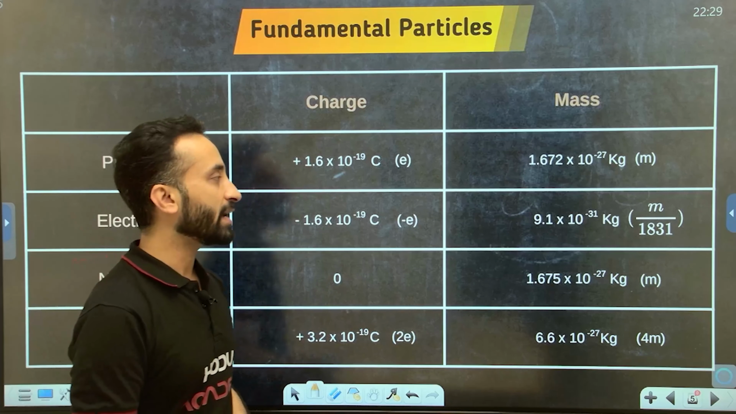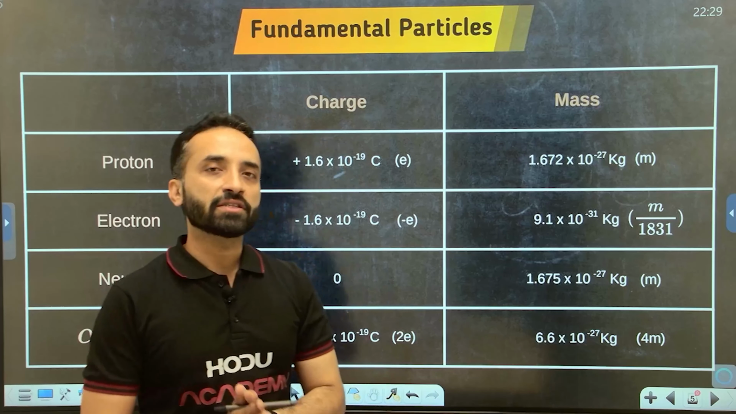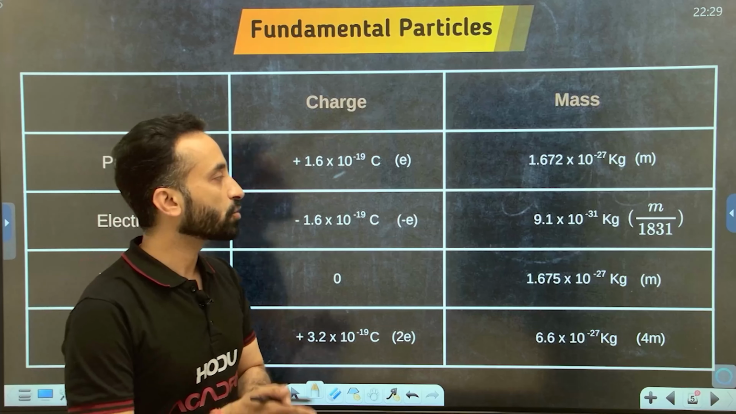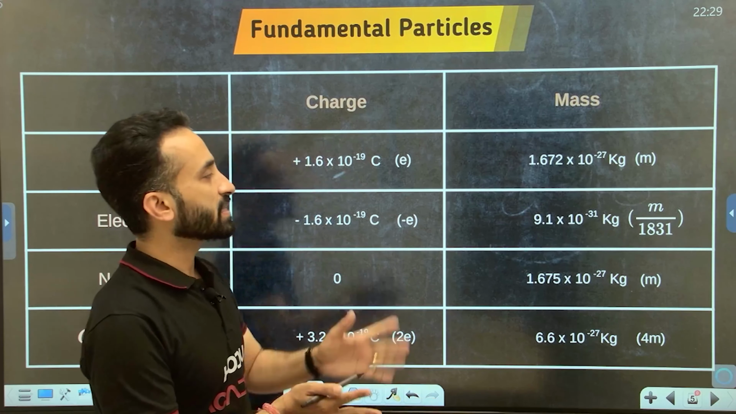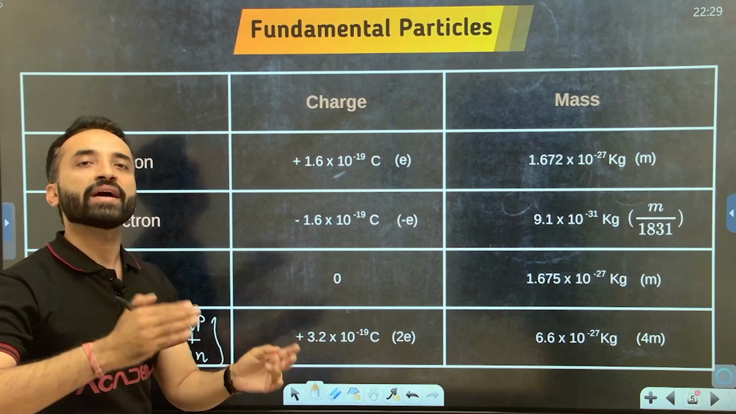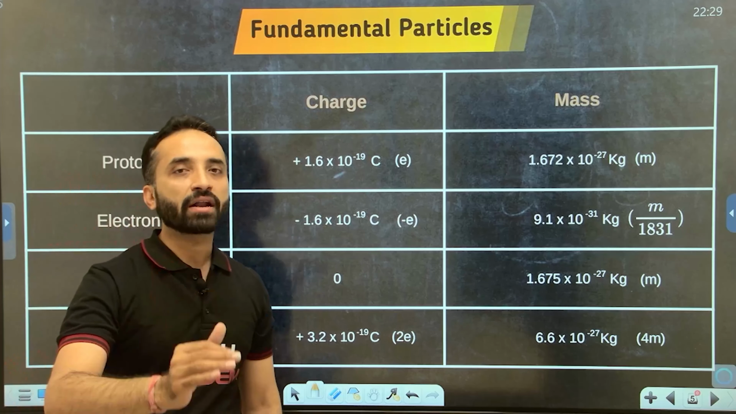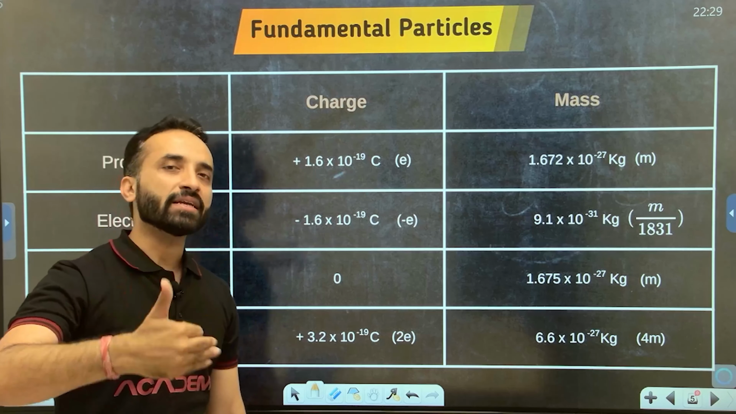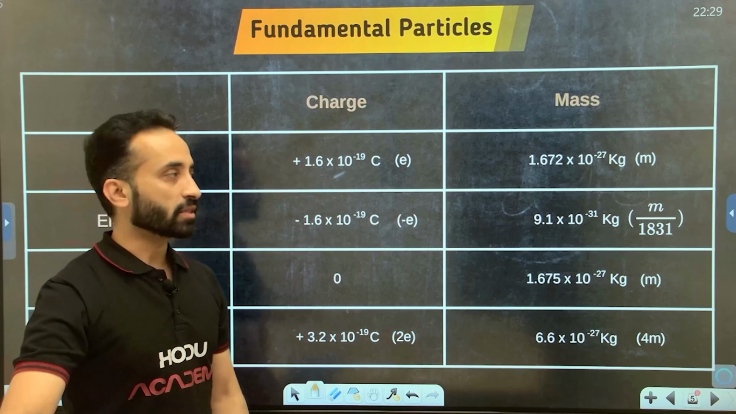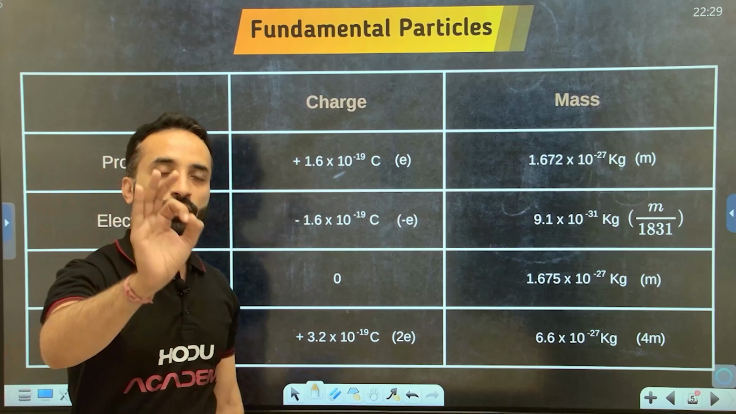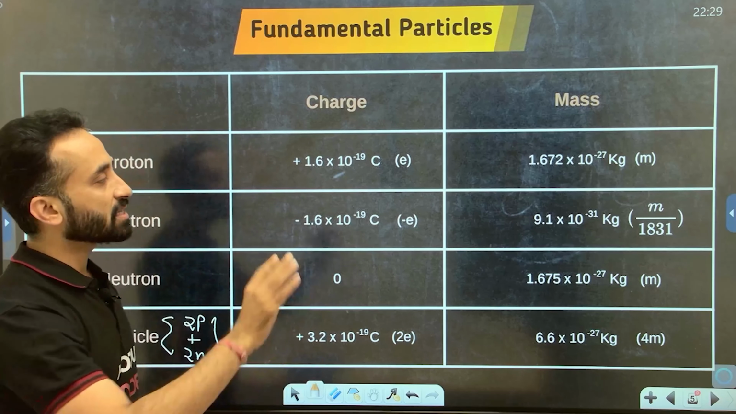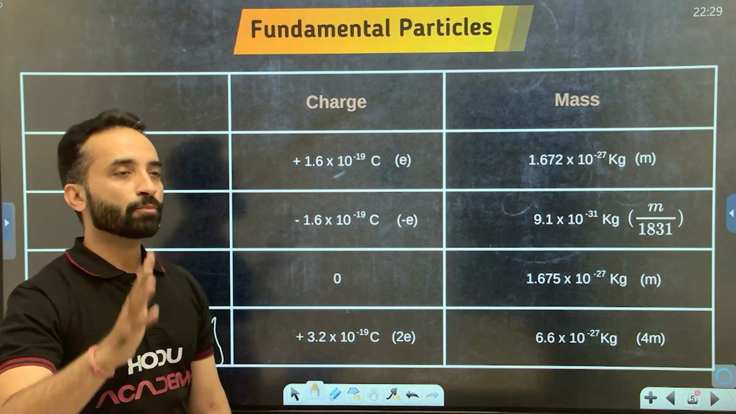You of course know that. So this is 9.1 into 10 raised to the power minus 31 kilogram. By the way, this can be approximated as m by 1831 or 1836. So we can say that electrons are approximately 1800 times lighter than protons. They might look equal in magnitude about the charge, but their mass is way less as compared to protons.